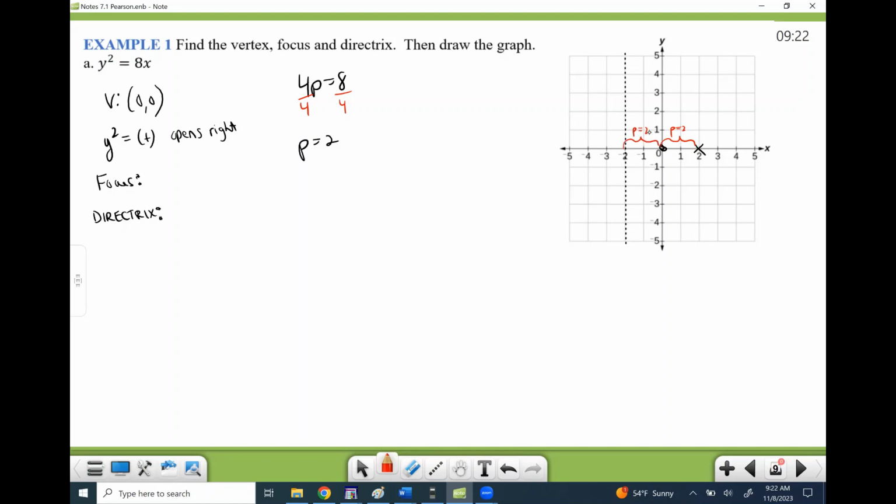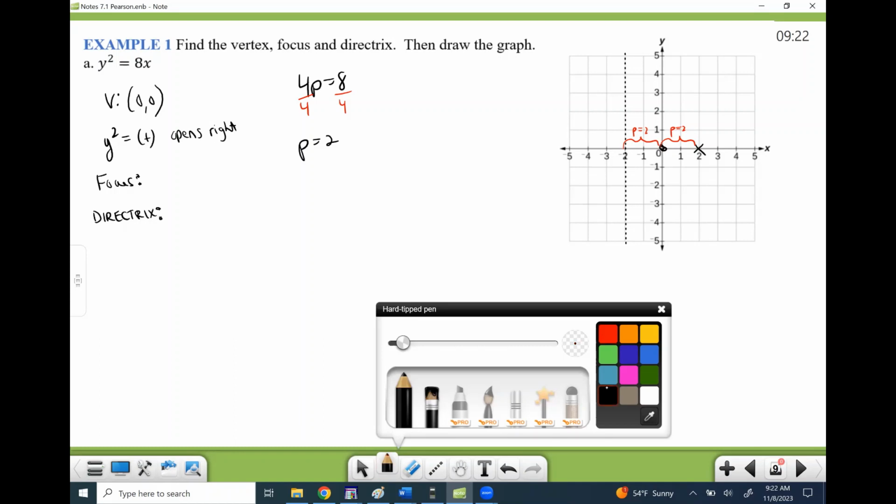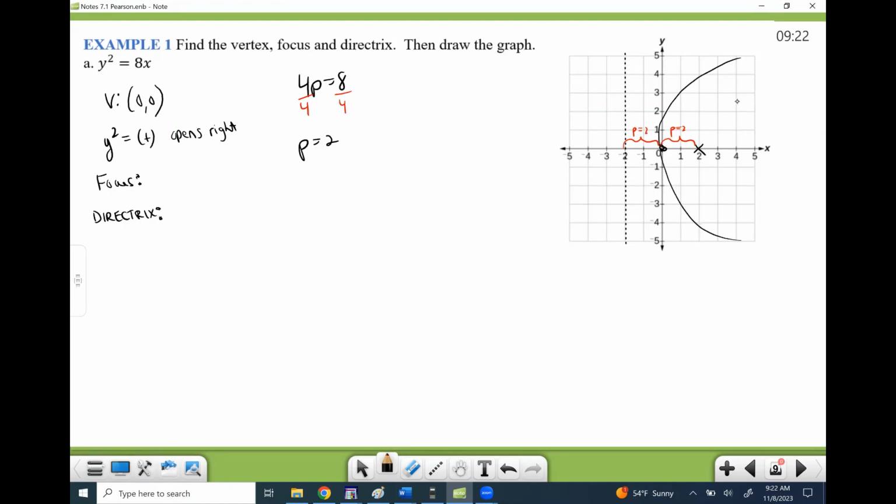So we knew we went 2 both ways. Now, as far as drawing the graph, the only thing I'm missing is, I don't know how wide to make my parabola. I mean, I know it opens to the right, but is it like that? Is it a skinnier one?